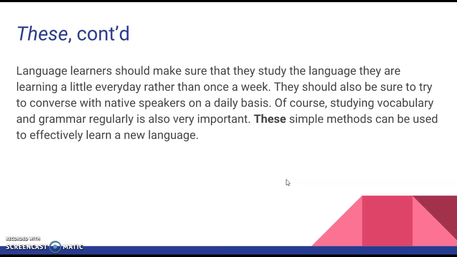If we take a look at another use of these as a demonstrative determiner, you see the ideas at the beginning of the paragraph are the same as the previous paragraph, but we've changed these to these simple methods. So this phrase here, these simple methods, is now referring to all the ideas that came previously, the 3 ideas here on effective language learning. So in this case, these is a demonstrative determiner.